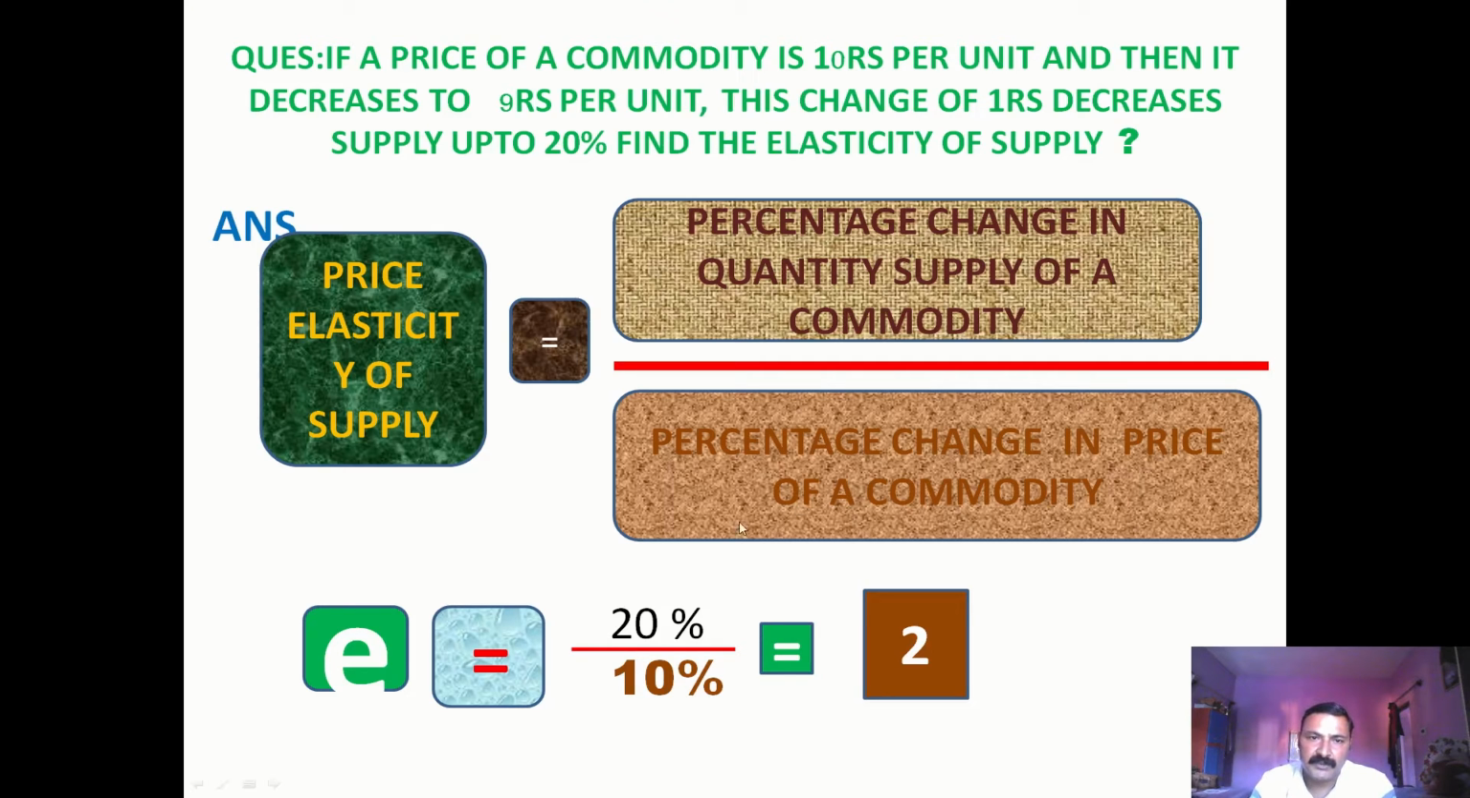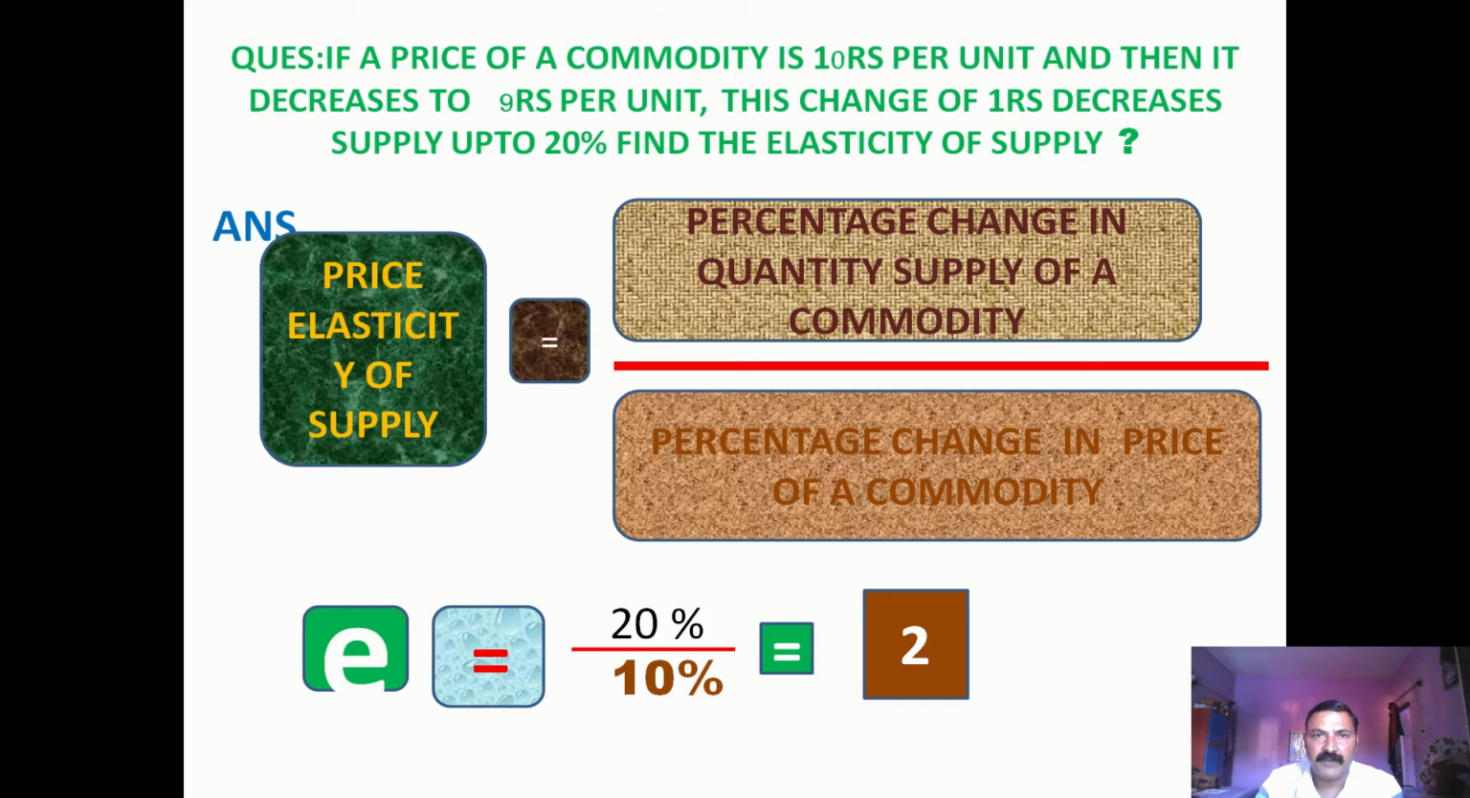You have to simply use this formula here. Put the value: percentage change in quantity supplied of the commodity is 20%. You should write it here, 20%. But I have not written it here, so you have to find the percentage change in the price of the commodity. What is the percentage change in price? First it is 10 rupees and it becomes 9 rupees. The change is 1 rupee.